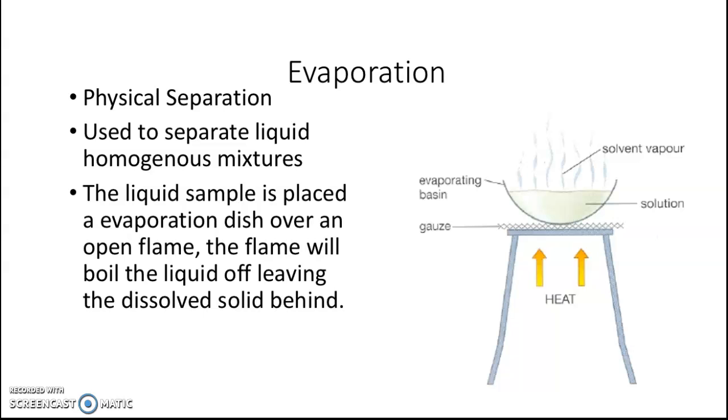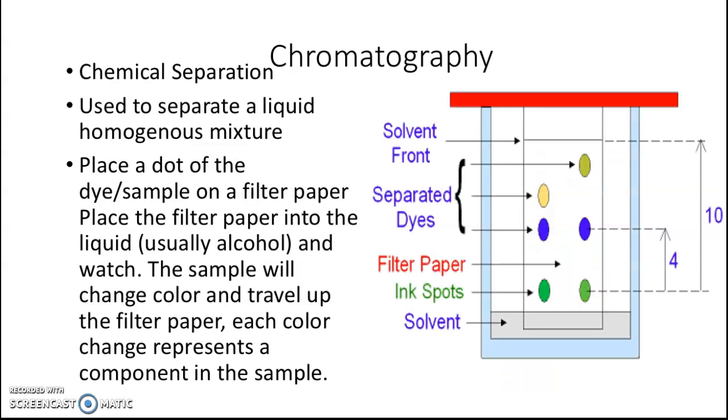So remember, for the sample to work, you must have had a solid dissolve in a liquid because you want that solid back. And once that solid is in the dish, all you do is apply a flame or a heat source, and that will cause the liquid to evaporate. Now, sometimes you might not need to apply a flame. You could just leave it alone and let nature take its course, and that means the liquid will slowly evaporate on its own, leaving the solid behind. And our last one is chromatography.